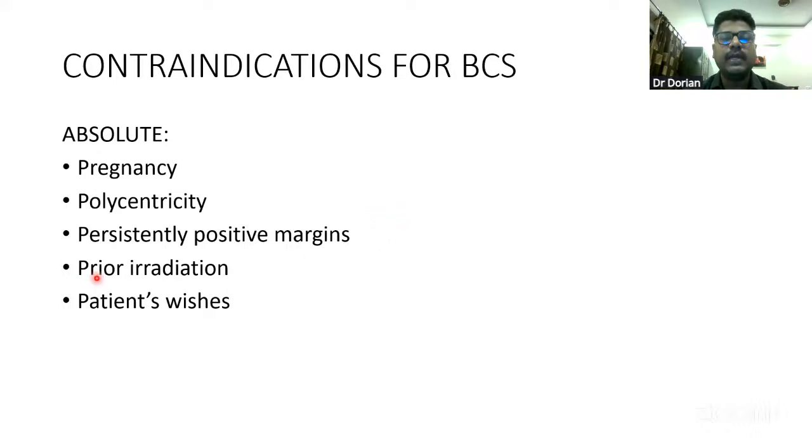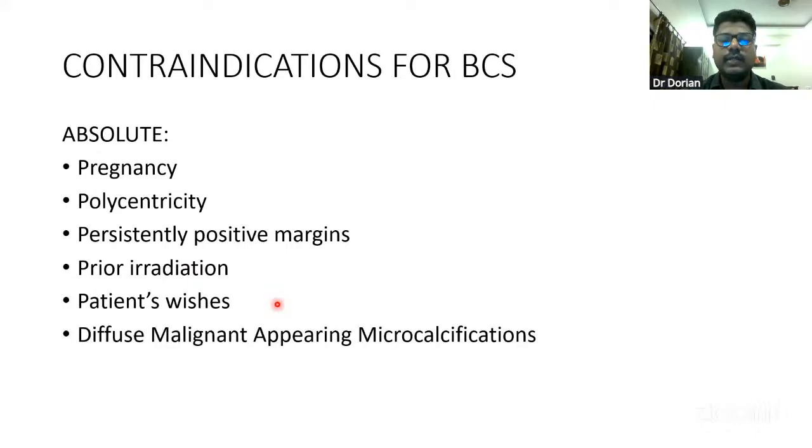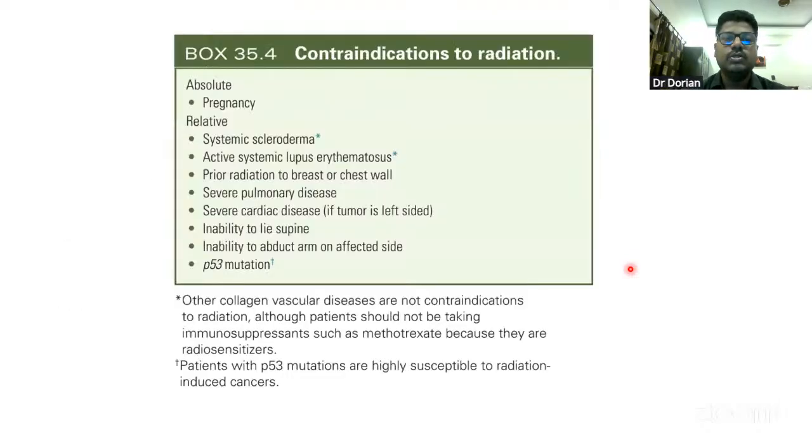Prior irradiation, because you cannot irradiate the breast again after BCS if you have already irradiated the chest wall, and if the patient does not want breast conservation. The other important contraindications are diffuse malignant appearing microcalcifications, and inflammatory breast cancer. So these are all the contraindications for radiation. You remember, after all breast conservation surgery, you have to give radiation mandatory, because you have not removed the organ, you have just removed the tumor. So all these will become relative contraindications for breast conservation surgery.